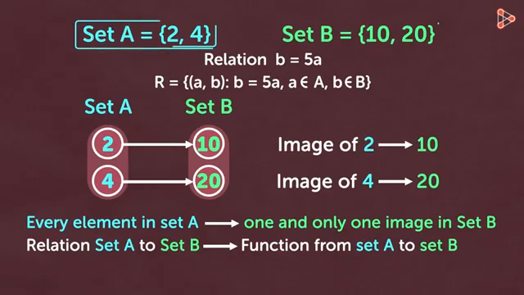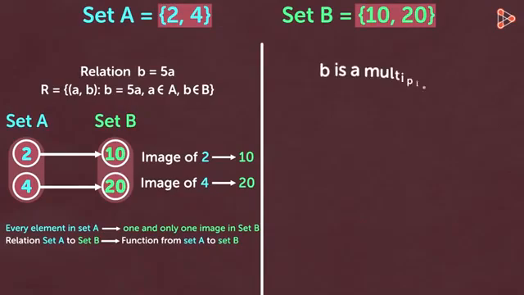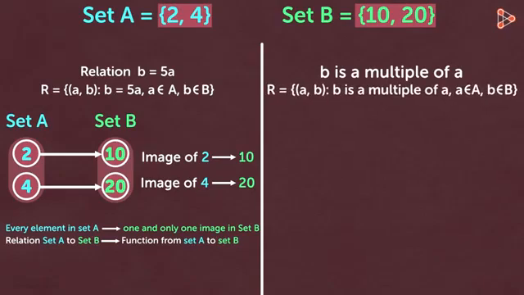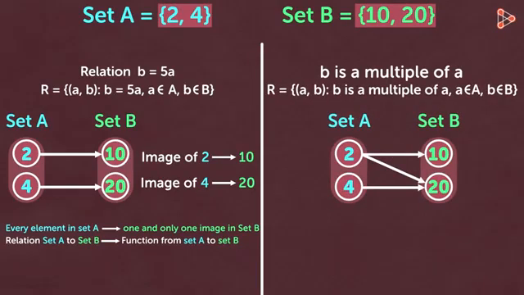Now let's look at set A and B again. Set A has elements 2 and 4. Set B has elements 10 and 20. Now we look at the relation "b is a multiple of a" from set A to set B. This is how we can write it in the set builder form. And here's the arrow diagram for the relation. Both 10 and 20 are multiples of 2 and 20 is a multiple of 4. Would this relation qualify as a function?